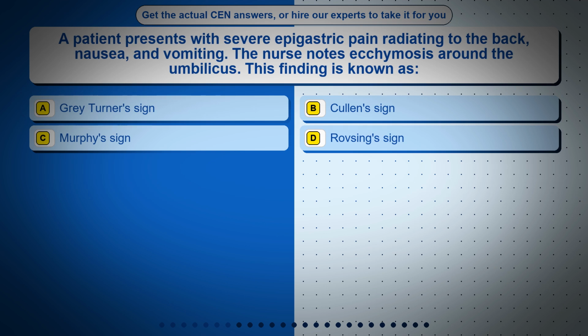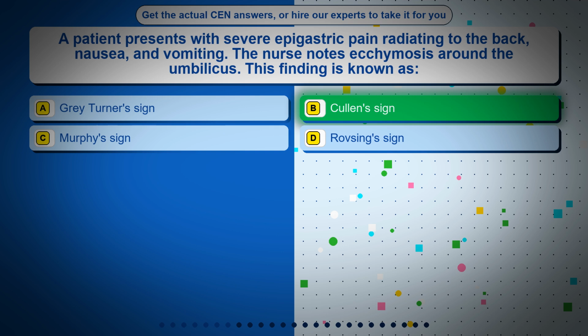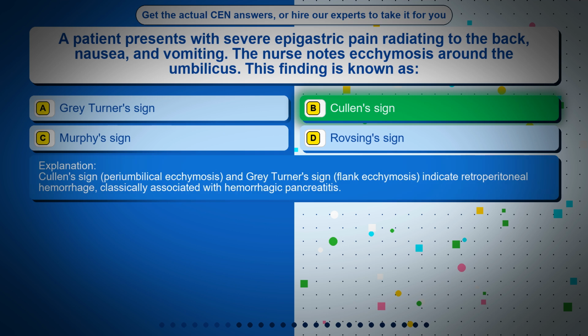Question 7. A patient presents with severe epigastric pain radiating to the back, nausea, and vomiting. The nurse notes ecchymosis around the umbilicus. This finding is known as Option A, Grey Turner sign. Option B, Cullen sign. Option C, Murphy's sign. Option D, Chvostek's sign. The correct answer is option B, Cullen sign. Cullen sign, periumbilical ecchymosis, and Grey Turner sign, flank ecchymosis, indicate retroperitoneal hemorrhage, classically associated with hemorrhagic pancreatitis.